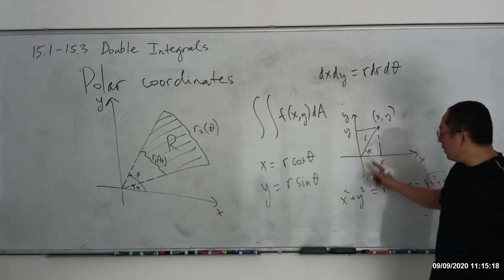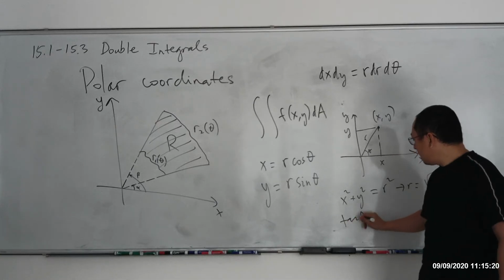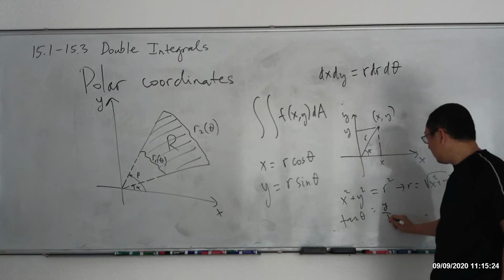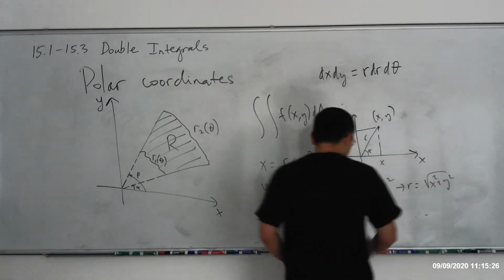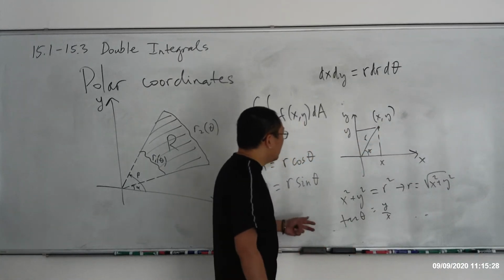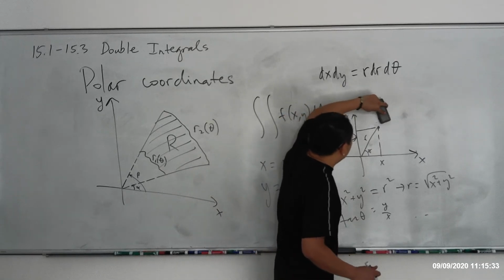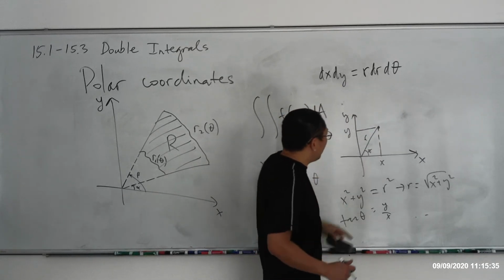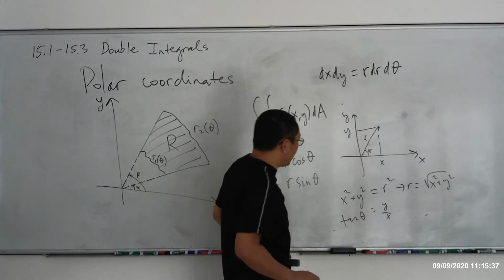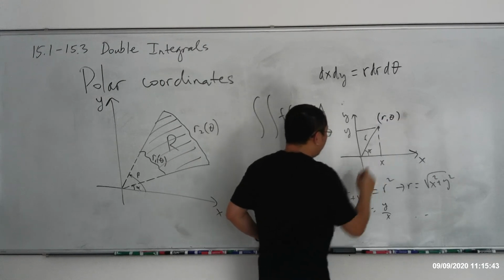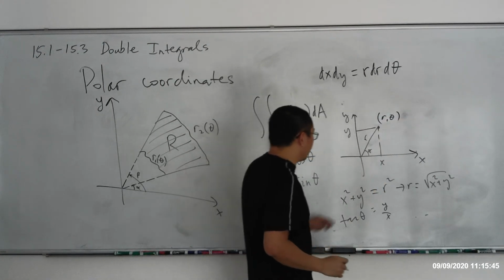And for theta right here, you can use tangent. Tangent is opposite over adjacent, so tangent of theta is y over x. So from x and y, you can change to r and theta. The other way around, if you have a point in polar coordinates, r and theta, you can calculate x and y. You have r and theta, so you can calculate x, right?